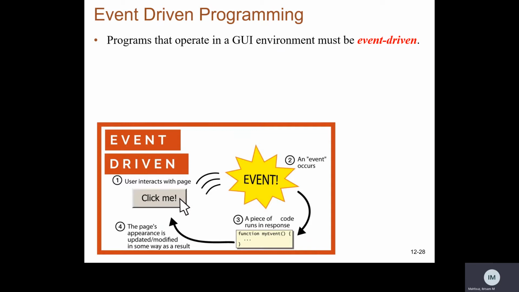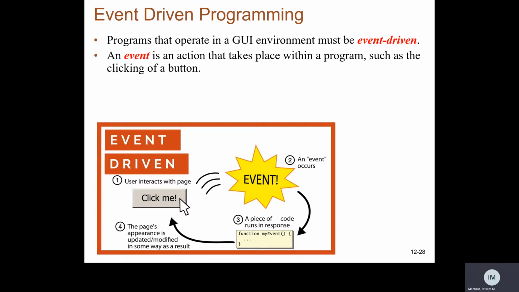You write code, and this code is waiting for some event to happen, to occur, so that it starts executing. So, the user is interacting with a page, they click a button. This clicking triggers an event. An event is an object that gets triggered, and this object triggers some code to be run in response to the event being created. And then we see something happen to the GUI, depending on the button that was clicked. And so the event is the action that takes place within a program when something happens like clicking a button.